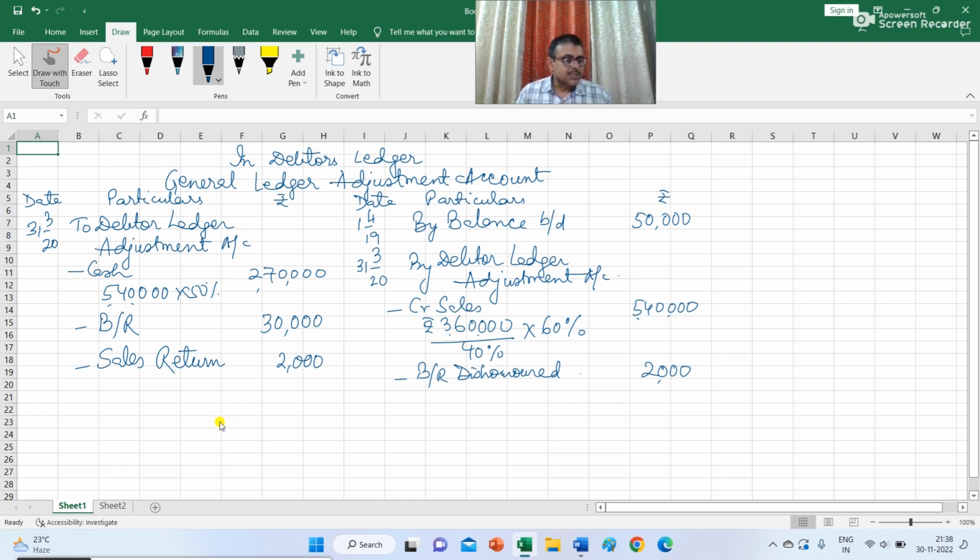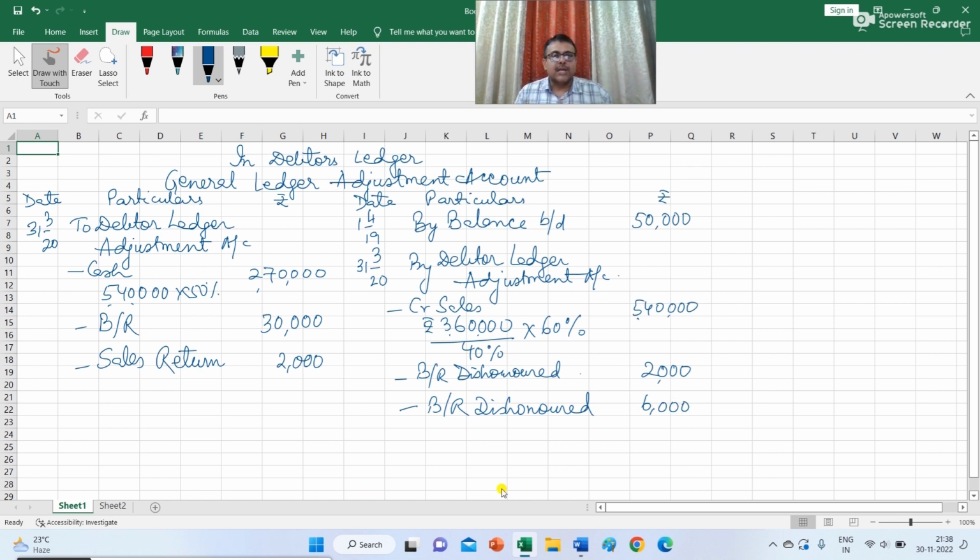Next is bills receivable dishonored. So the bills receivable accepted was 30,000, and out of this bill 6,000 amount got dishonored, apart from rupees 2,000 which was endorsed in favor of a creditor and got dishonored. So again I have to write on the credit side, BR dishonored rupees 6,000.